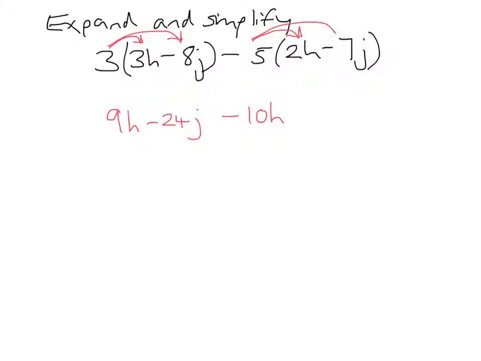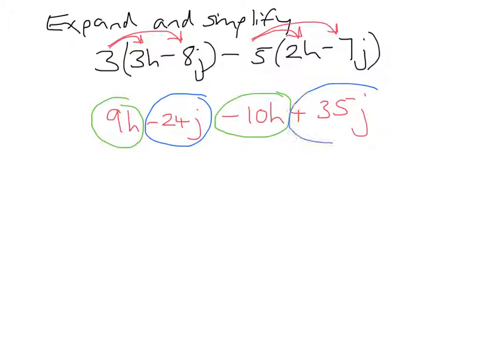And now I've got minus 5 times minus 7j. Okay, minus 5 times minus 7. Well, 5 times 7 is 35. A minus times a minus is a plus, so that's a plus 35j. Whew, done that. Now, let's do my simplifying. Circle the matching letters and the sign in front. And I'll do the same with my j's. And now I can tidy up.